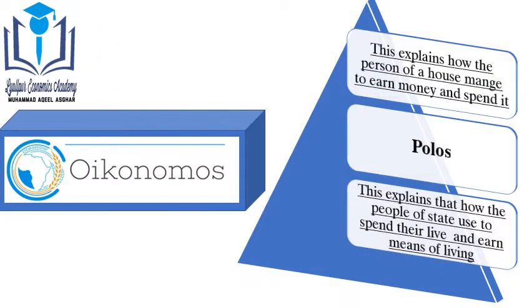Definition of economics, the basic word of economics. The word economics has been derived from the Latin word. This means explaining how the person of a house manages to earn money and spend it. Political economics explains how the people of a state spend their lives and earn their means of living.